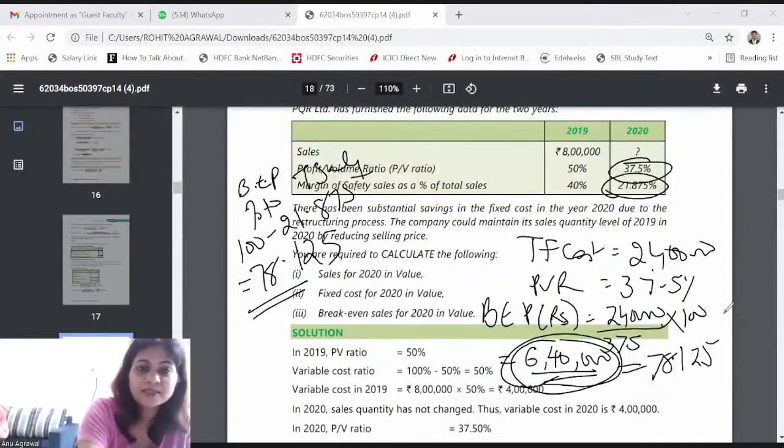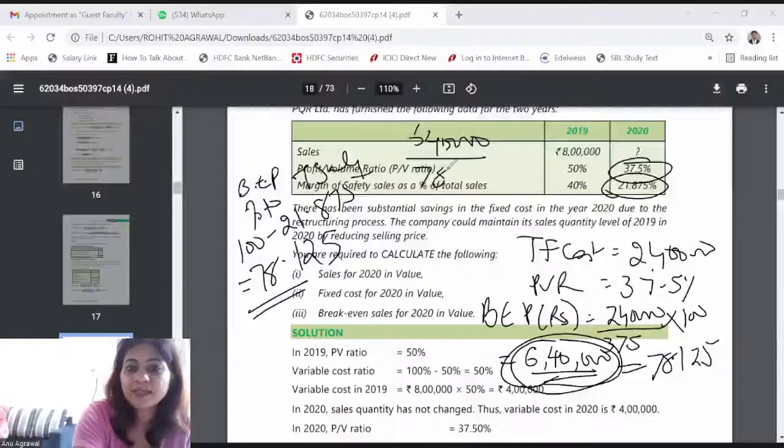So what will be total sales? It will be 6,40,000 divided by 78.125 into 100.